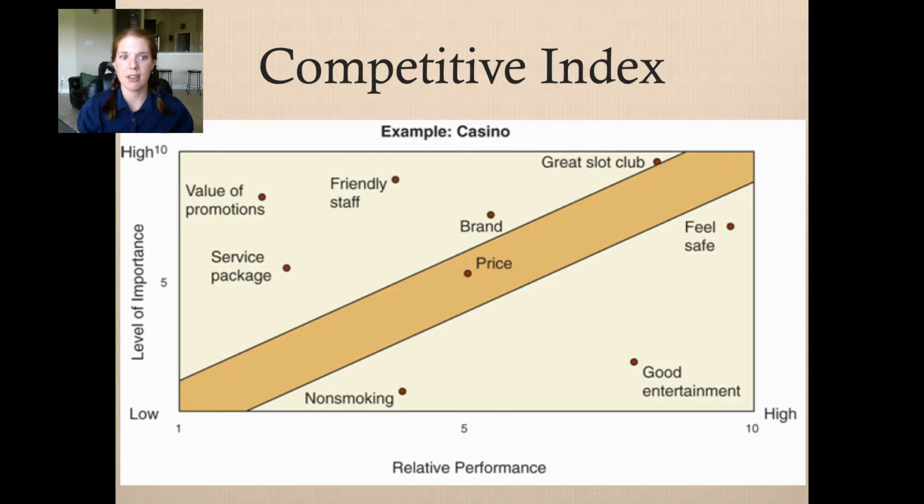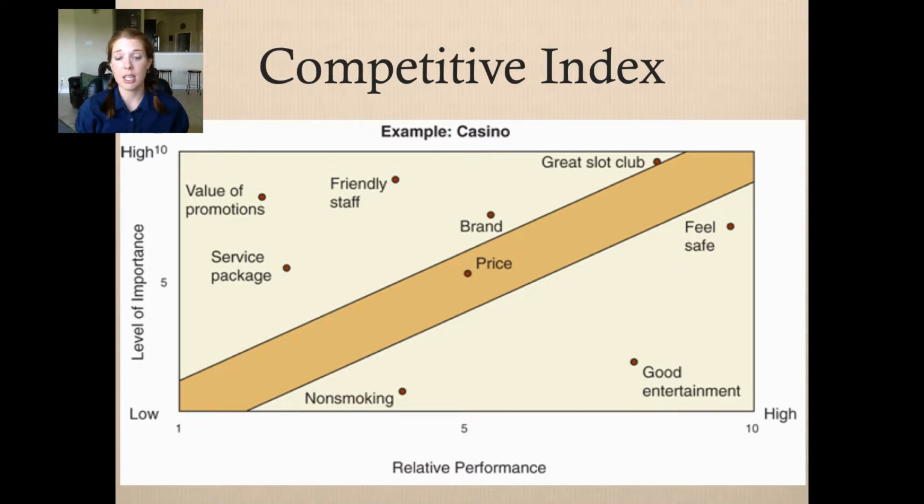Now, then you have something that maybe is really, really important, but you're just not performing on, something like promotions. Hey, we think promotions are super important, but you guys just don't do them. Your performance is terrible. So then you're going to get things like the value of promotions or the service packaging. Then there might be things that just really aren't that important and you don't perform them well, which is good, because if you're investing a lot of time into something people don't care about, then you're wasting time. So you see something like non-smoking. Performance, pretty decent, it's midway, but it's just not that important to us anyway.